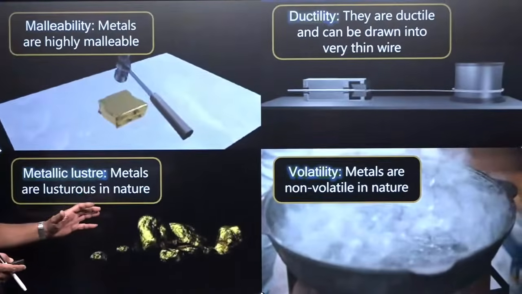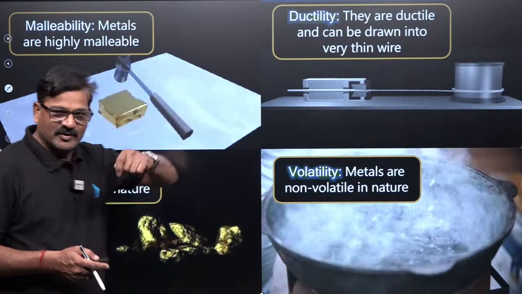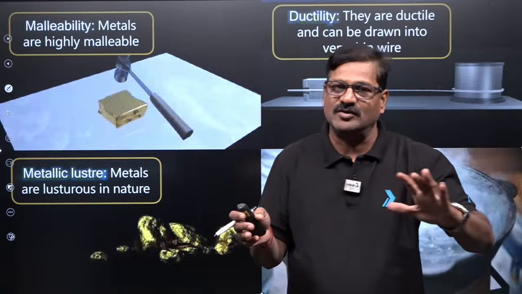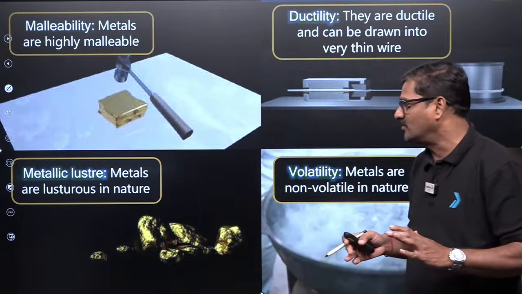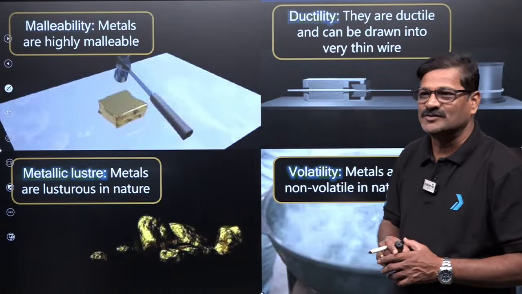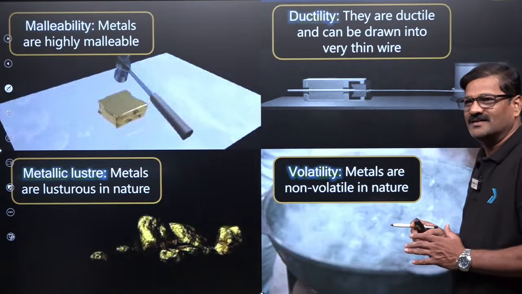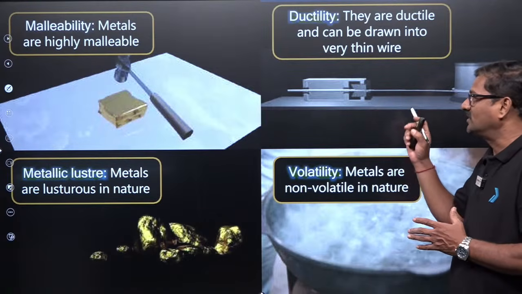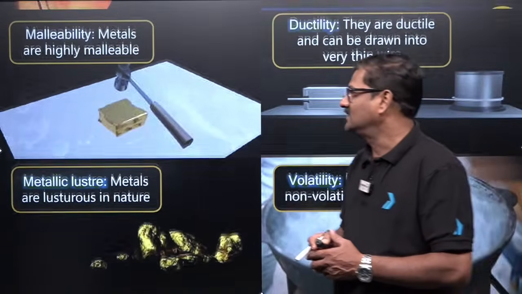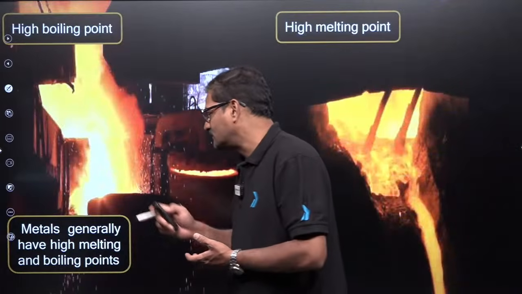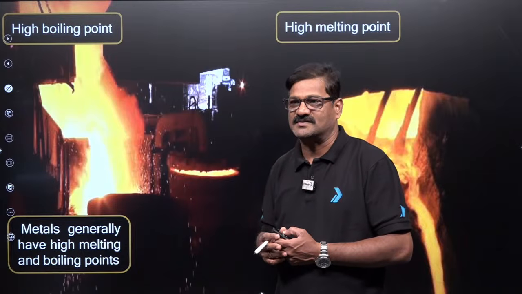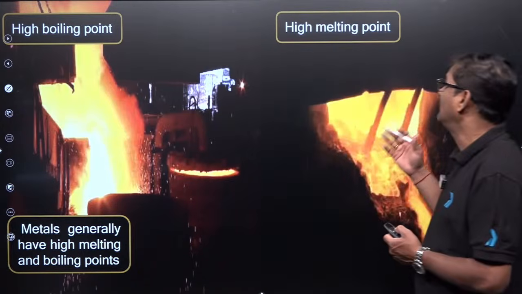They are also highly malleable: you can hammer the metal and draw it into a sheet, that is called malleability. They have a metallic luster, gold is so precious. They are not volatile, they can be drawn into thin wires, they are ductile and malleable, right? And they have high melting points. Metals generally have high melting points and boiling points. Everything we'll discuss.